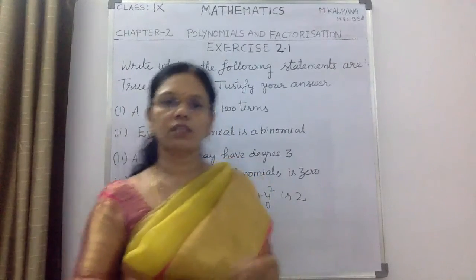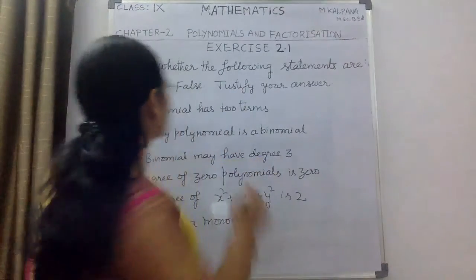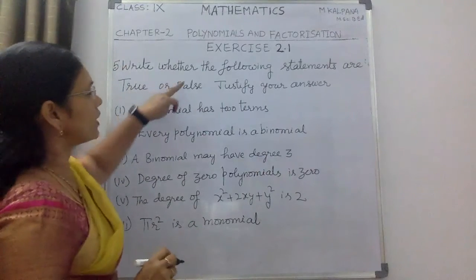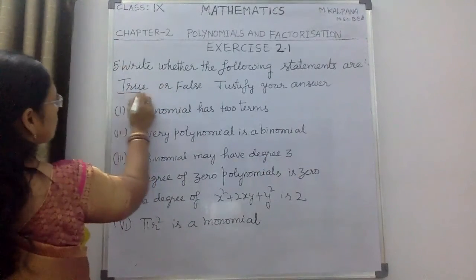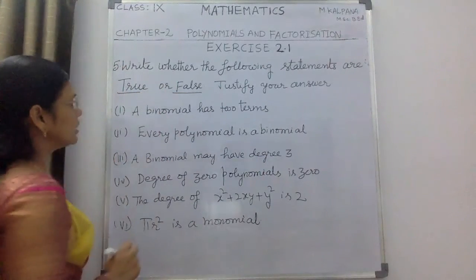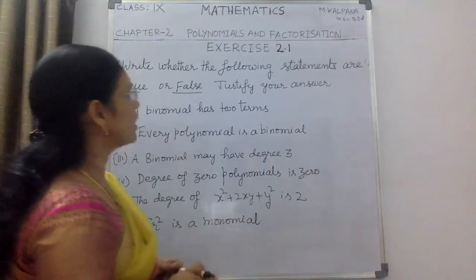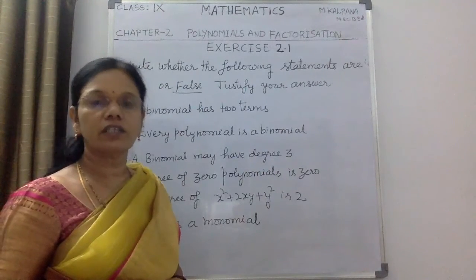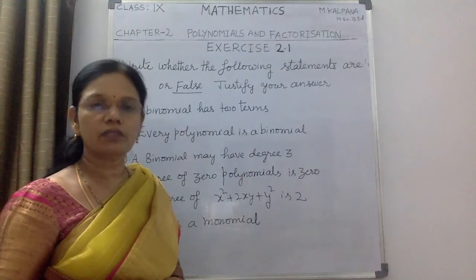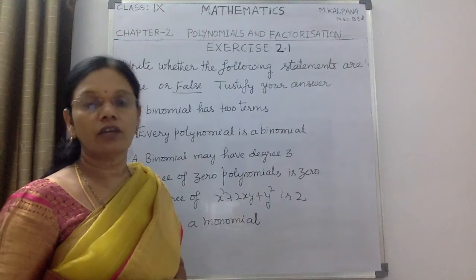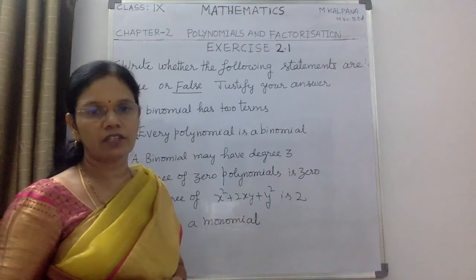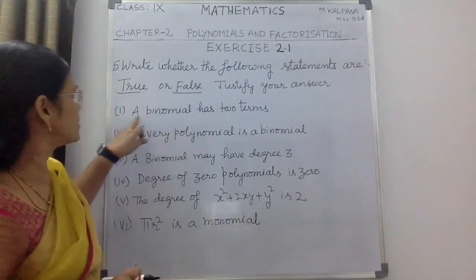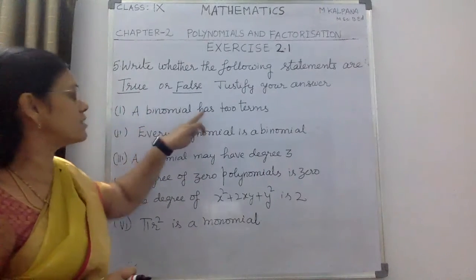The fifth question in exercise 2.1 is: write whether the following statements are true or false. So we have to check each statement and state whether it is true or false, and we have to justify the answer also. That means we have to give the reason why we are saying it is true or false. The first statement is: a binomial has two terms.